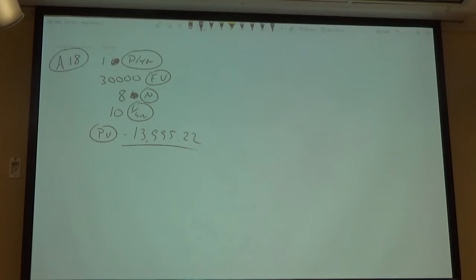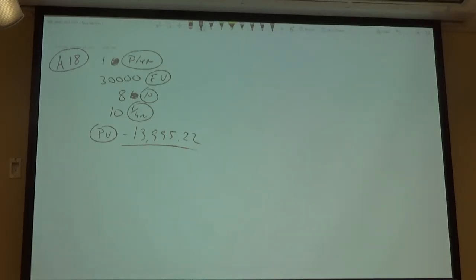Okay, are you paying attention to what I just said? $13,995.22 represents the absolute most he should be willing to pay for the lot, if he is seeking a 10% rate of return for 8 years. So if the asking price is $15,000, that's at least $1,000 more than he should pay for it. So therefore, he should not buy it at $15,000. Does that make sense? Okay.